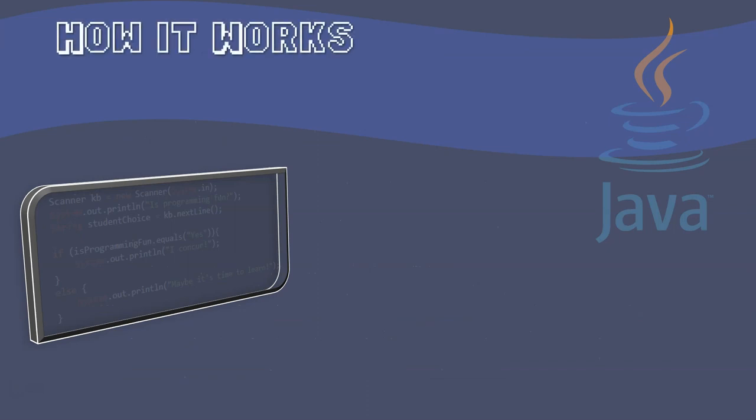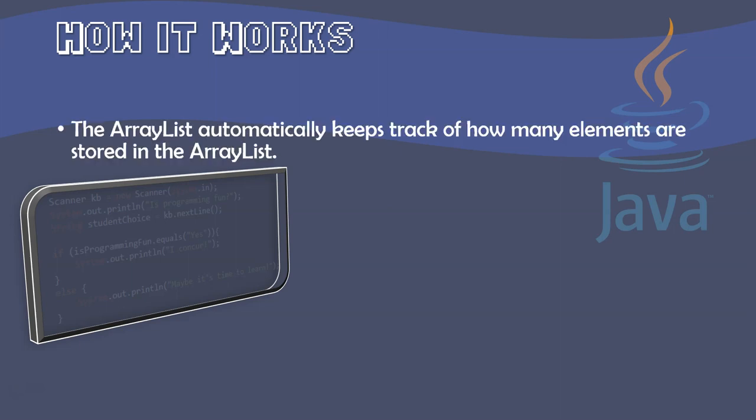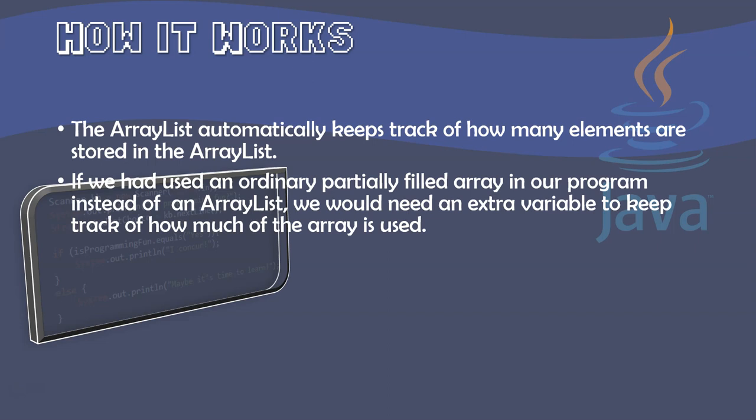So how does this actually work? How do we look at this Score class? Well, an array list is a very wonderful thing because it automatically keeps track of how many elements are stored within that array list. We don't need to ask, do you have 10? Do you have 20? How many do you have? Because it's automatically keeping track of that for us. If we had an ordinary partially filled array, which is how we could otherwise work this program, we would need an extra variable, probably an int, just to keep track of a count of how much of that array is actually being used at that time.